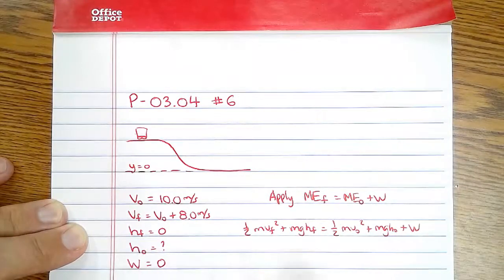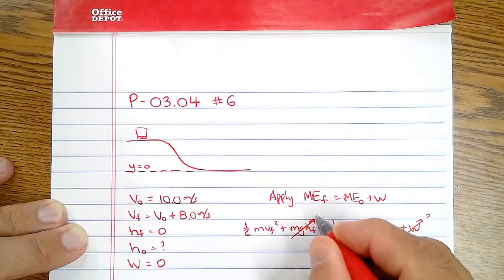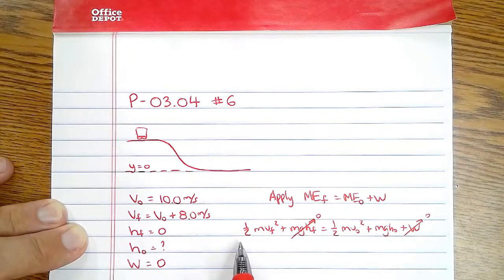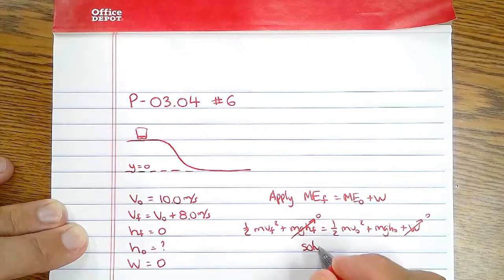And then looking at your variable list, you can see that the work is 0, and you know the final height is also 0, which removes that term from the equation. So basically, from the equation that's left, you are going to solve for the initial height right here. Okay?